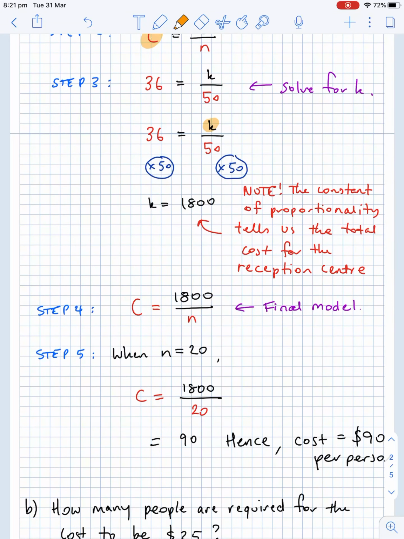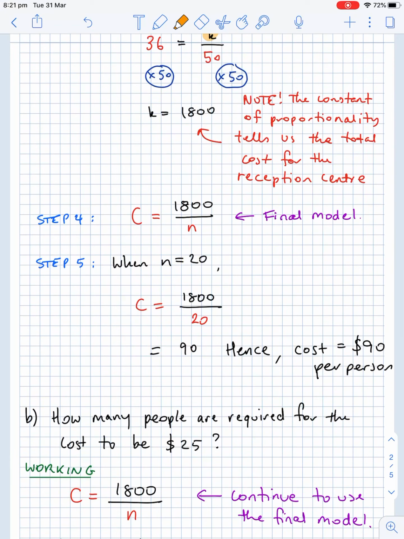Okay, so step number 4, we want to be using this model. So we come back to our model where we're using C and N, but we want to change our K permanently to 1,800. So now step number 5, we want to figure out when the number of people is 20, what's our cost? Well, it's simple as just changing our N to a 20. So 1,800 over 20 equals 90. The cost is going to be $90 per person.